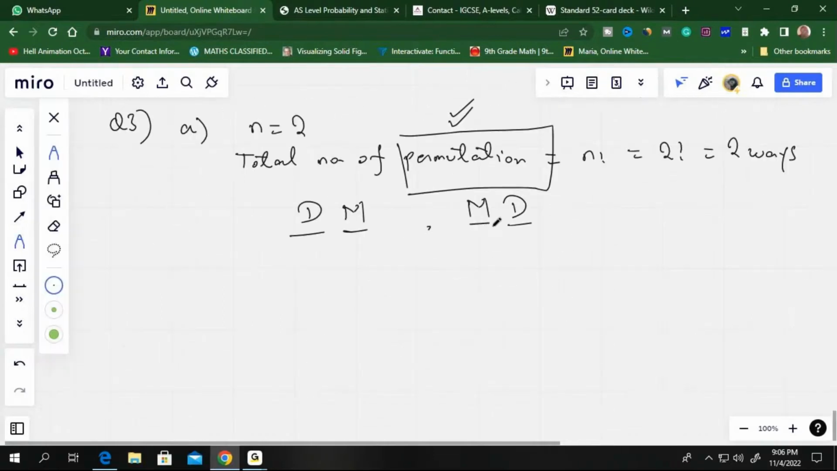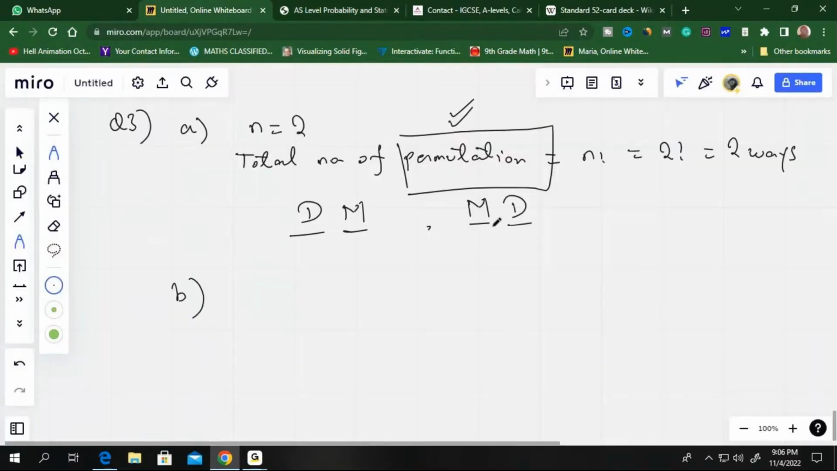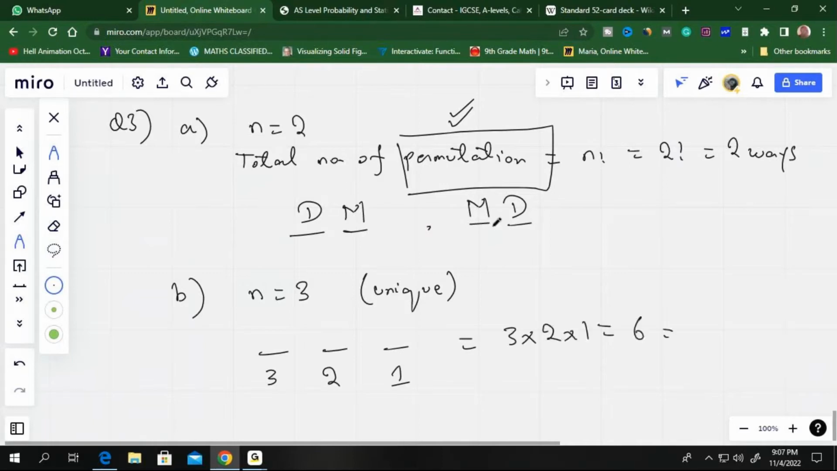Now, what do you say about three boys? How many different ways can three boys sit in a row on a bench? Three boys are all unique, of course. They're sitting at three positions on a bench. The first boy sits here. The remaining two positions are for the remaining two boys. Two choices and one choice. That is 3 into 2 into 1. That is 6. That is actually 3 factorial, which is actually n factorial. That's it. That's your answer.